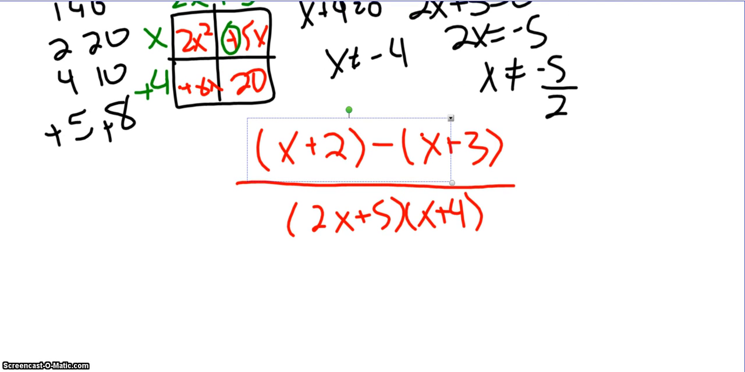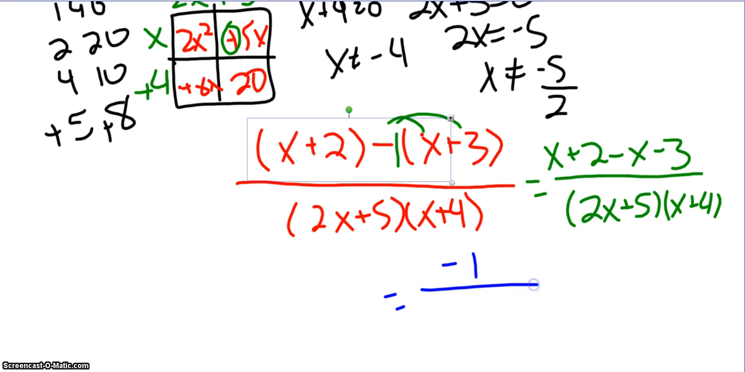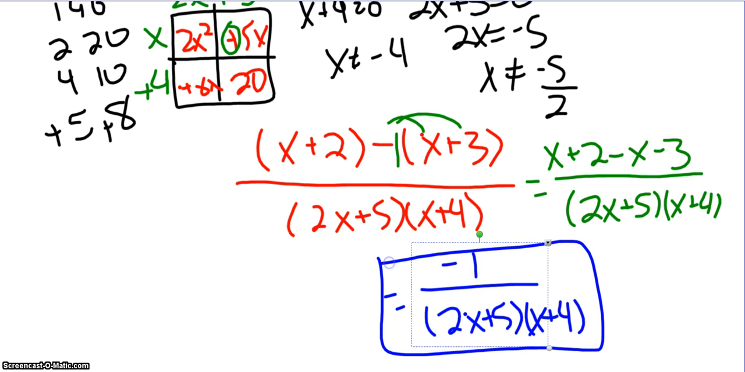Okay, so as we know, whenever you have this negative, you have to distribute this negative 1, and it's going to change all your signs. So I'm going to have x plus 2 minus x minus 3 all over 2x plus 5 times x plus 4. Okay, combine like terms. x minus x gives you 0, and then 2 minus 3 gives you a negative 1 over 2x plus 5 times x plus 4. And so this is your answer. Alright, if you have any questions on this one, make sure you pause the video and go back.